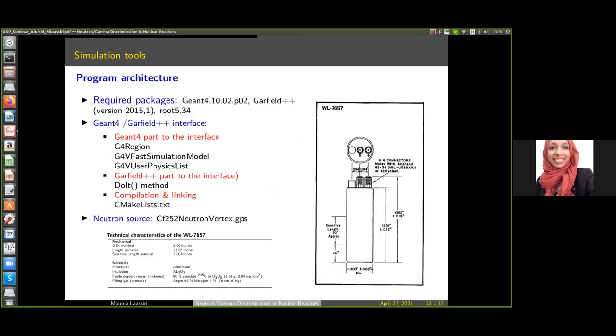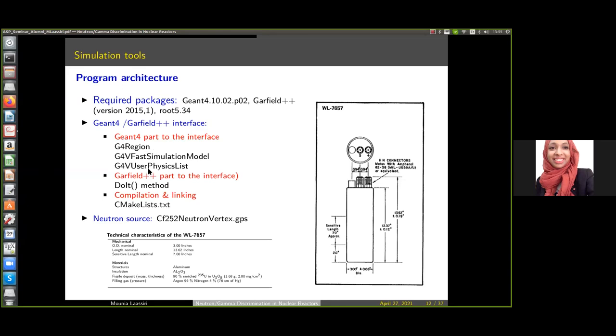The slide here describes a way to create an interface between Geant4 and Garfield++, in part for the simulation of our fission chamber, WL7657. We also did routes for data analysis and visualization. So here the physics parameterization feature in Geant4 offers the easiest way to interface between Geant4 and Garfield++. The general idea of parameterization is to create a region where the user can provide her or his own implementation of the physics and detector response, and then create a new class derived from G4VFastSimulationModel and attach it to the region.